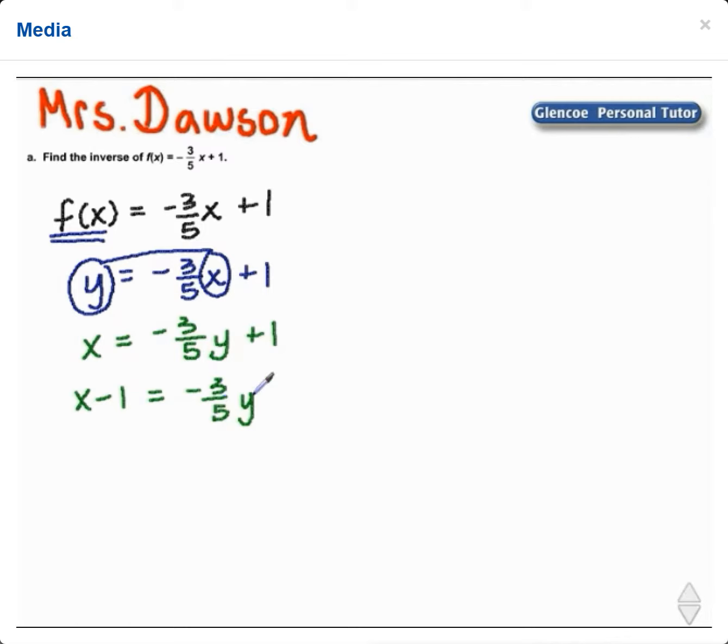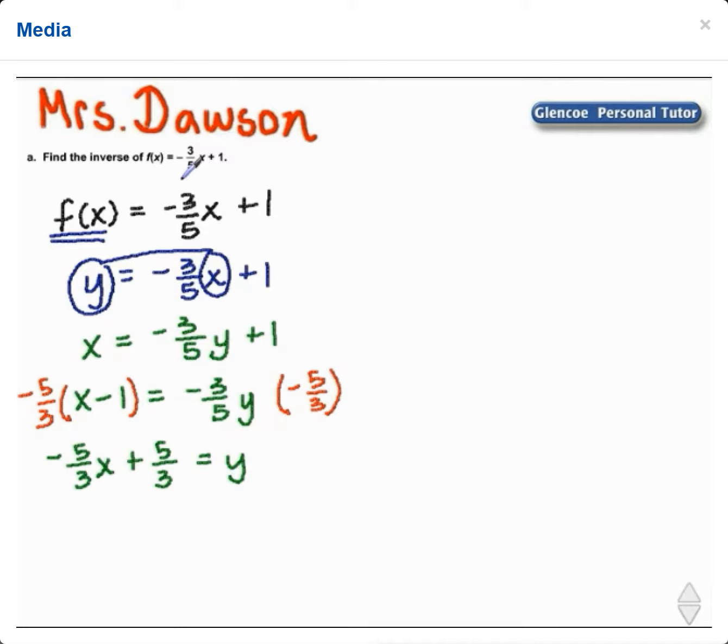In order to eliminate the negative 3/5, we'll multiply both sides of the equation by the reciprocal, negative 5/3. And our new equation is negative 5/3 x plus 5/3 equals y.